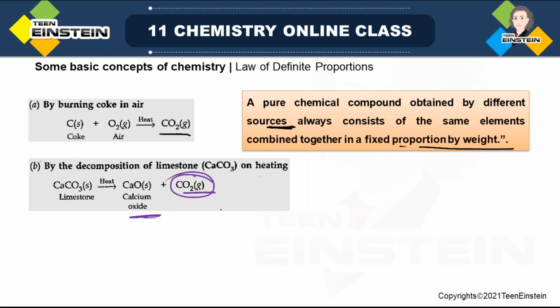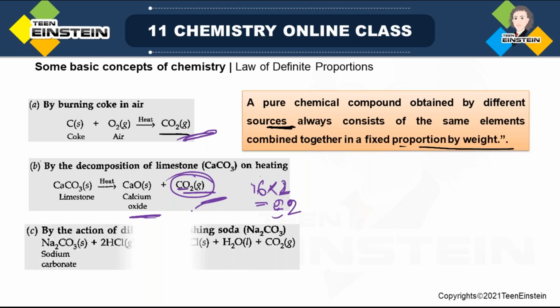So here you can find the weight also, but atomic ratio is same, and when atomic ratio is same, that means this weight will also be same. So for 1 carbon atom it is 12, for 2 oxygen it is 16 into 2, that means it is 32. So for the first case it is 12 is to 32, for the second case also it is 12 is to 32. So that is same for both. So that is why it is following law of definite proportion.